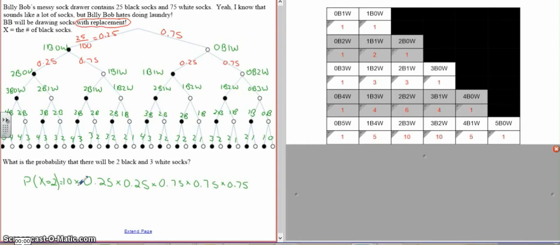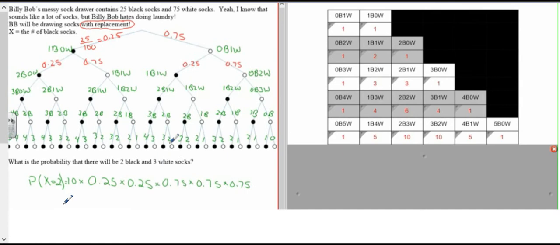So you have to make sure that you multiply these probabilities by the number of branches, because there are 10 different ways that you can have 2 black socks and 3 white socks come out. And a shorter way you could have written this is 10 times, since you're multiplying 0.25 twice, it's 0.25 squared, and you're multiplying 0.75 3 times, so that would be 0.75 cubed. That would be the shorter form way of writing this expanded work.